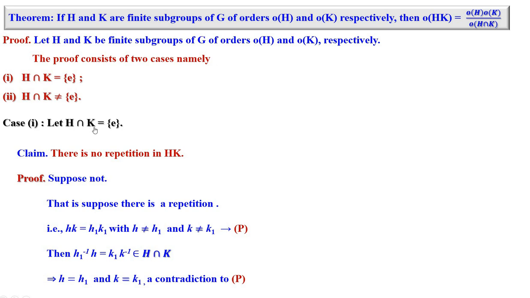But we have assumed H intersection K to be the singleton {E}. So this element can only be E, and in the same way, this element can only be E, the identity element. So from that you have H equal to H1, and from here K equals K1. But in statement P we have mentioned that they are different. So that's a contradiction to statement P, and therefore there is no repetition in HK.